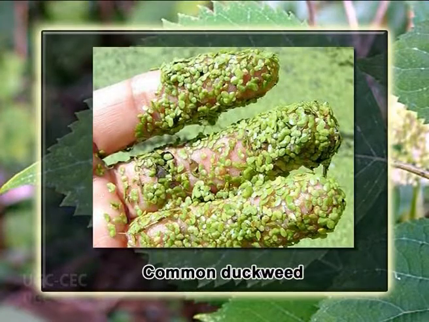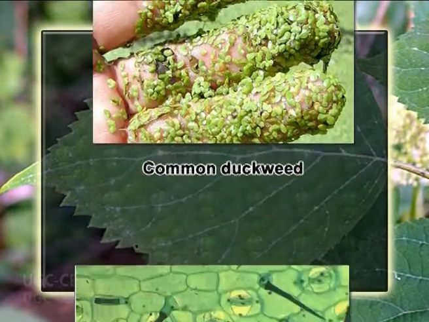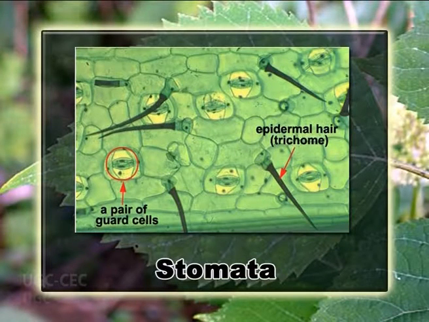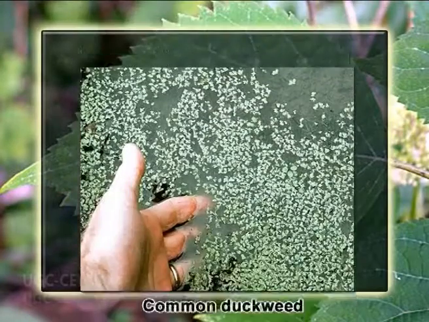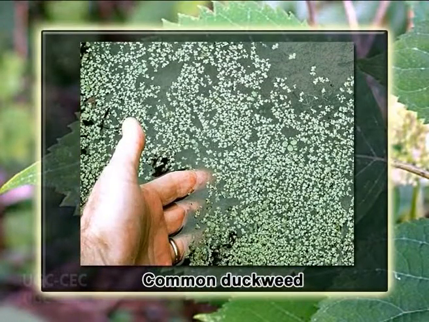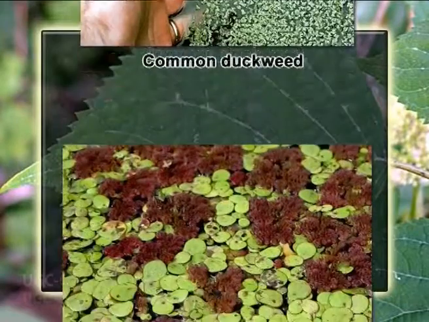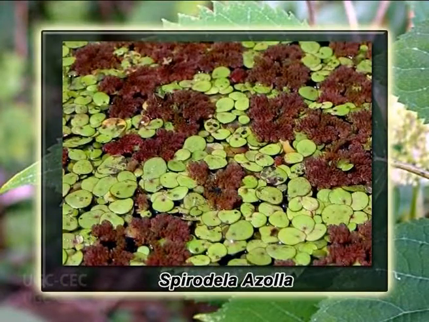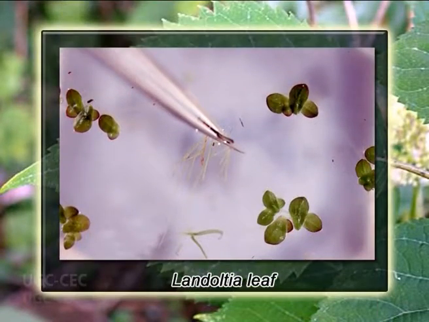The body of duckweeds has paired guard cells and stomata on its upper surface and superficially resembles a leaf, particularly in the flattened duckweeds, Spirodela, Landoltia, and Lemna.